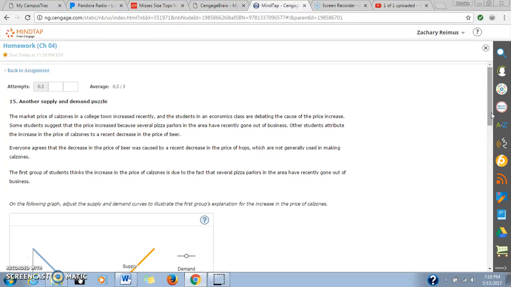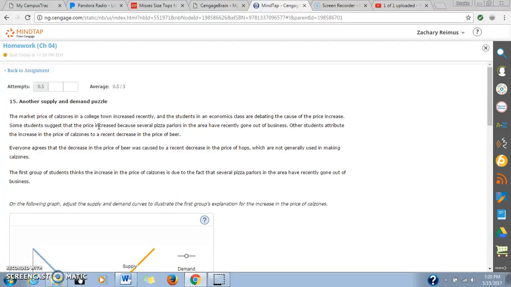Okay, so we have another supply and demand puzzle. This one's a little bit longer. This one is basically pretty similar to the last one, only instead they're talking about the price of pizza now, or calzones. So in a college town, the price of calzones has recently increased. The students of an economy class are debating why.